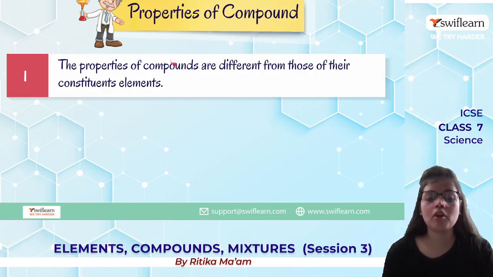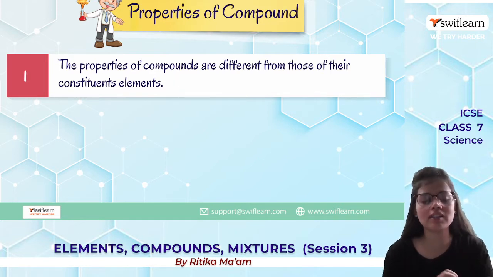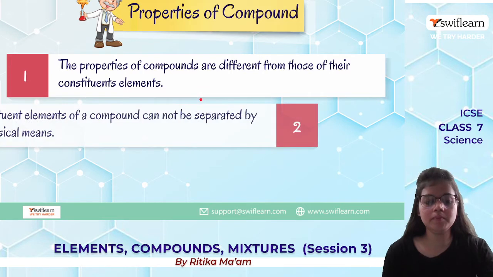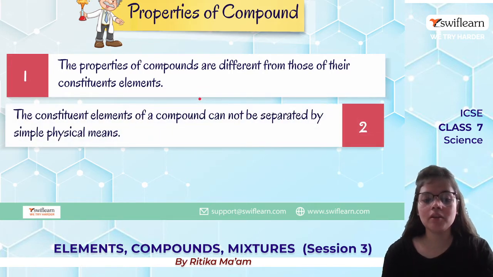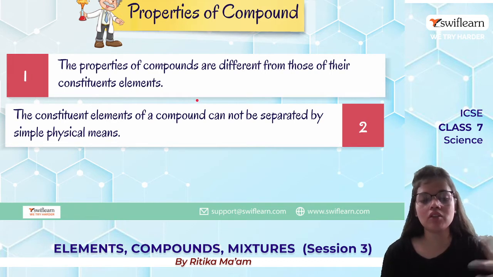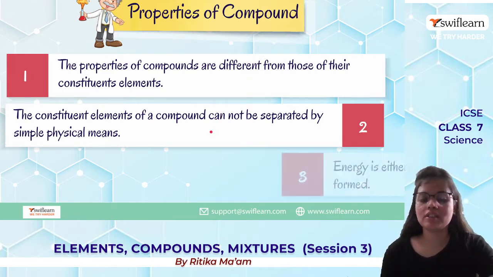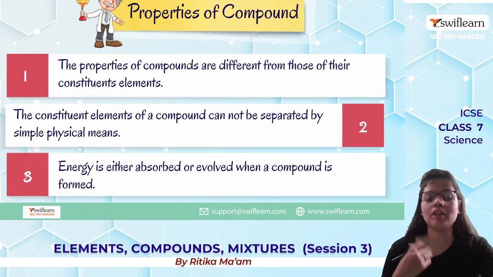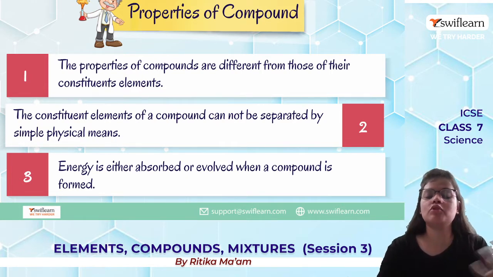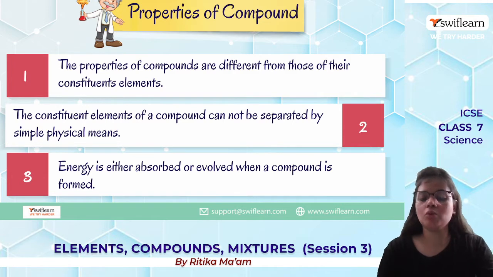Okay, next, the properties of compounds. They are different from those of their constituent elements. Very easy. Talking about water, hydrogen is a gas, oxygen is a gas, so they combine and form water. The constituent elements of a compound cannot be separated by simple physical means, so we cannot separate the compound by physical means. And whenever a compound is formed, either it releases energy or it absorbs energy from the environment.